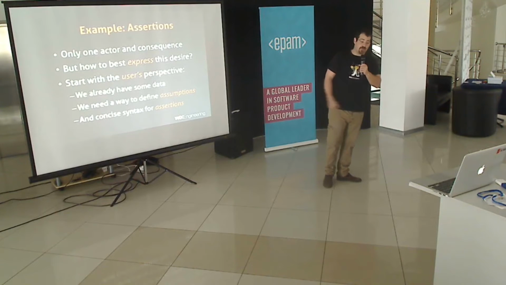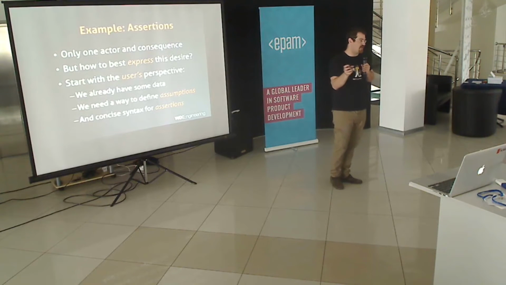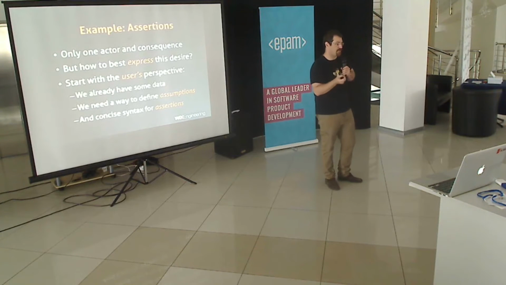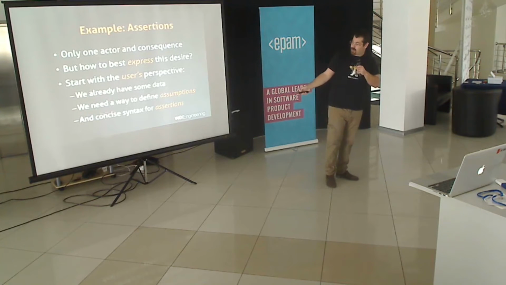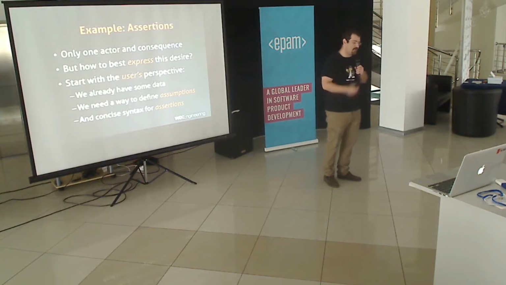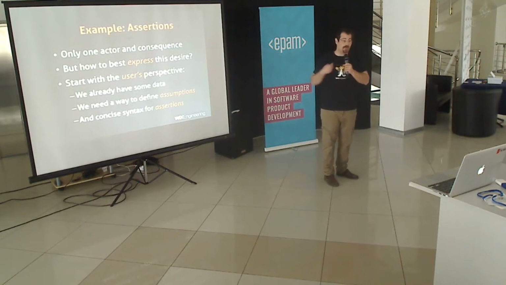Well, the easiest way is to start with the user's perspective, right? I'm a programmer, I'm using this validation library. I have a piece of data. I want to make an assertion on the shape of the data. So really I need to provide two things. I need to provide a way for my user to define assumptions, right? I need to provide a language to say something like not empty, that is a language feature. And I need to have a very concise syntax for making assertions.